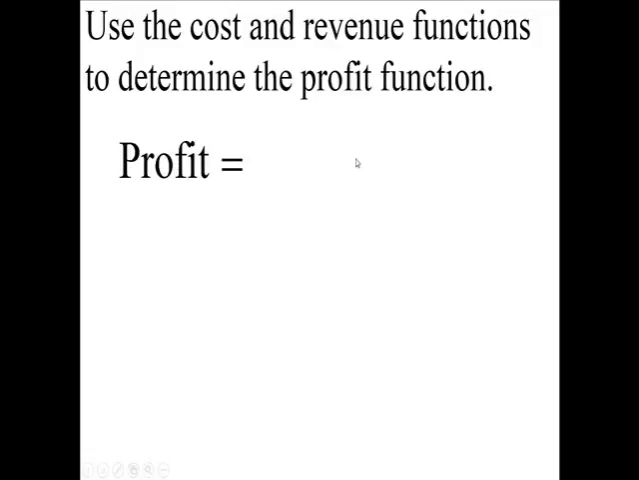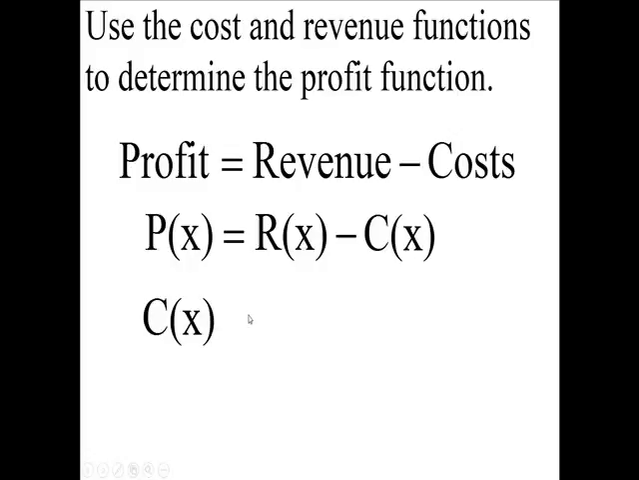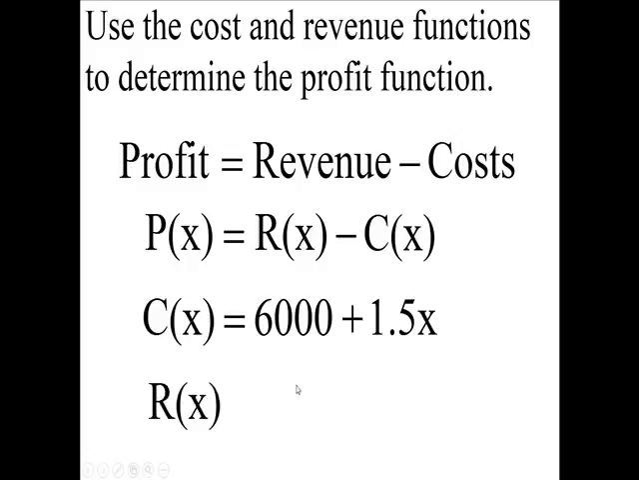The profit then is the revenue minus the cost. So this is the profit. It's going to be the revenue minus the cost. And this is the revenue. This is the cost. So R of X minus C of X. Now the cost was what? 6,000 plus the variable cost, right? So this is C of X. R of X, the revenue, remember it's $1.05 times 1,000, 1,050 times X.